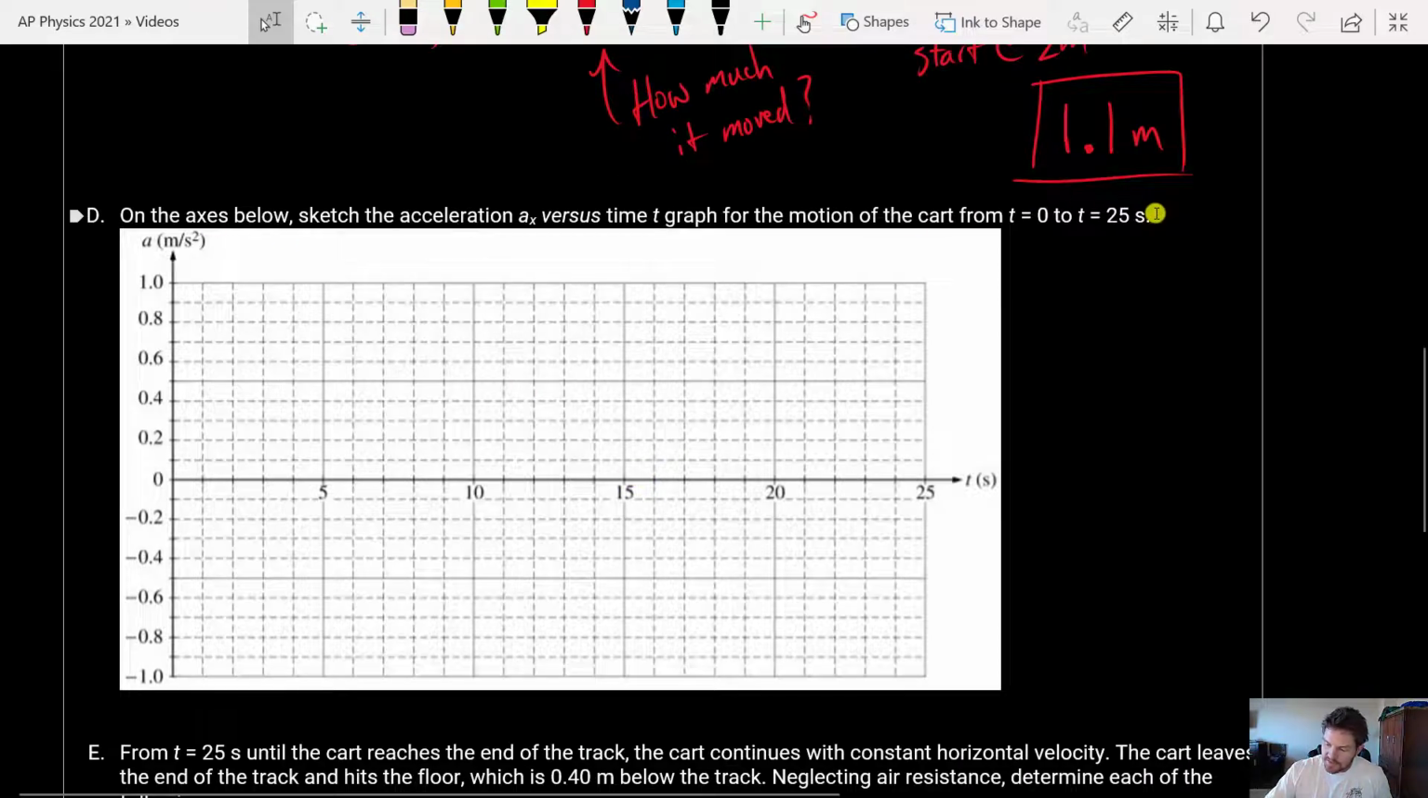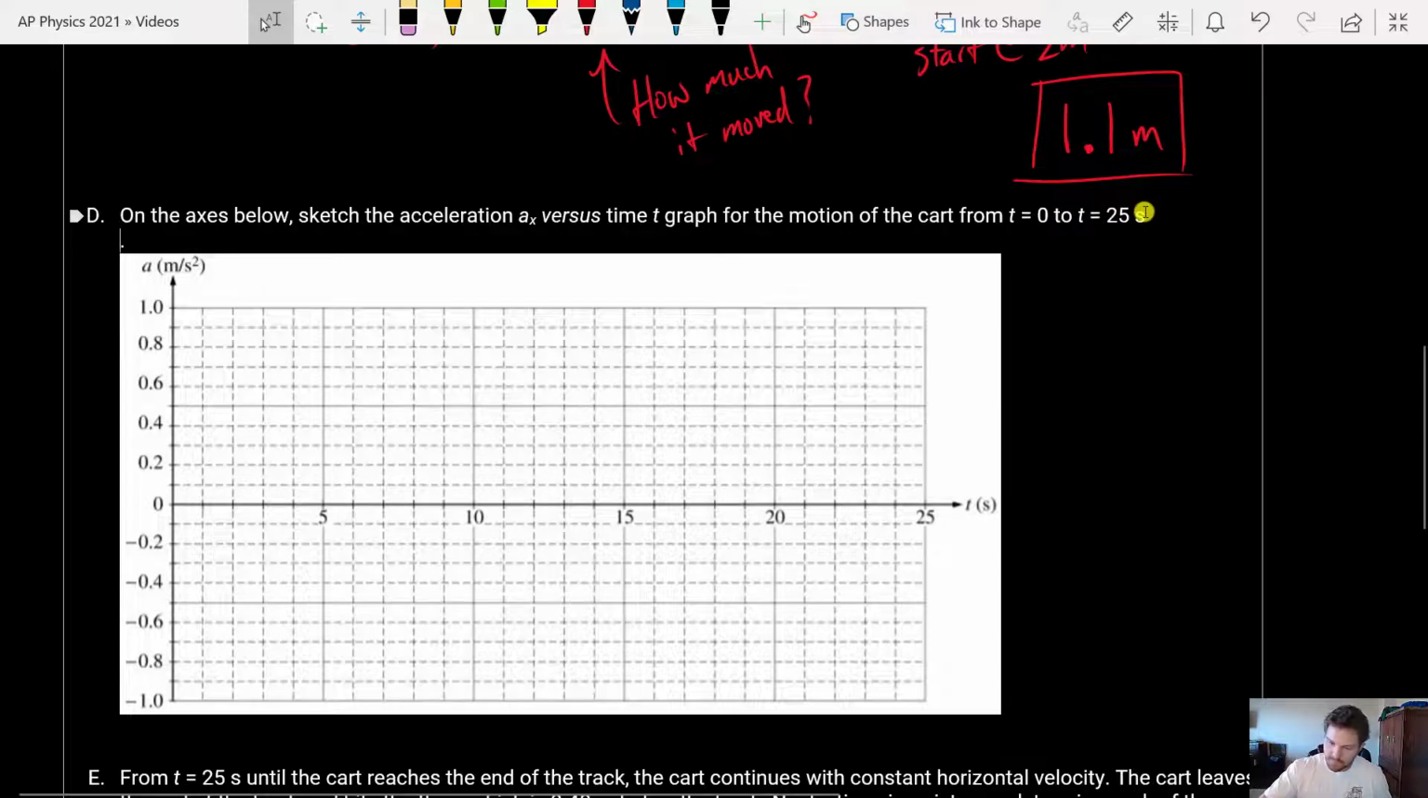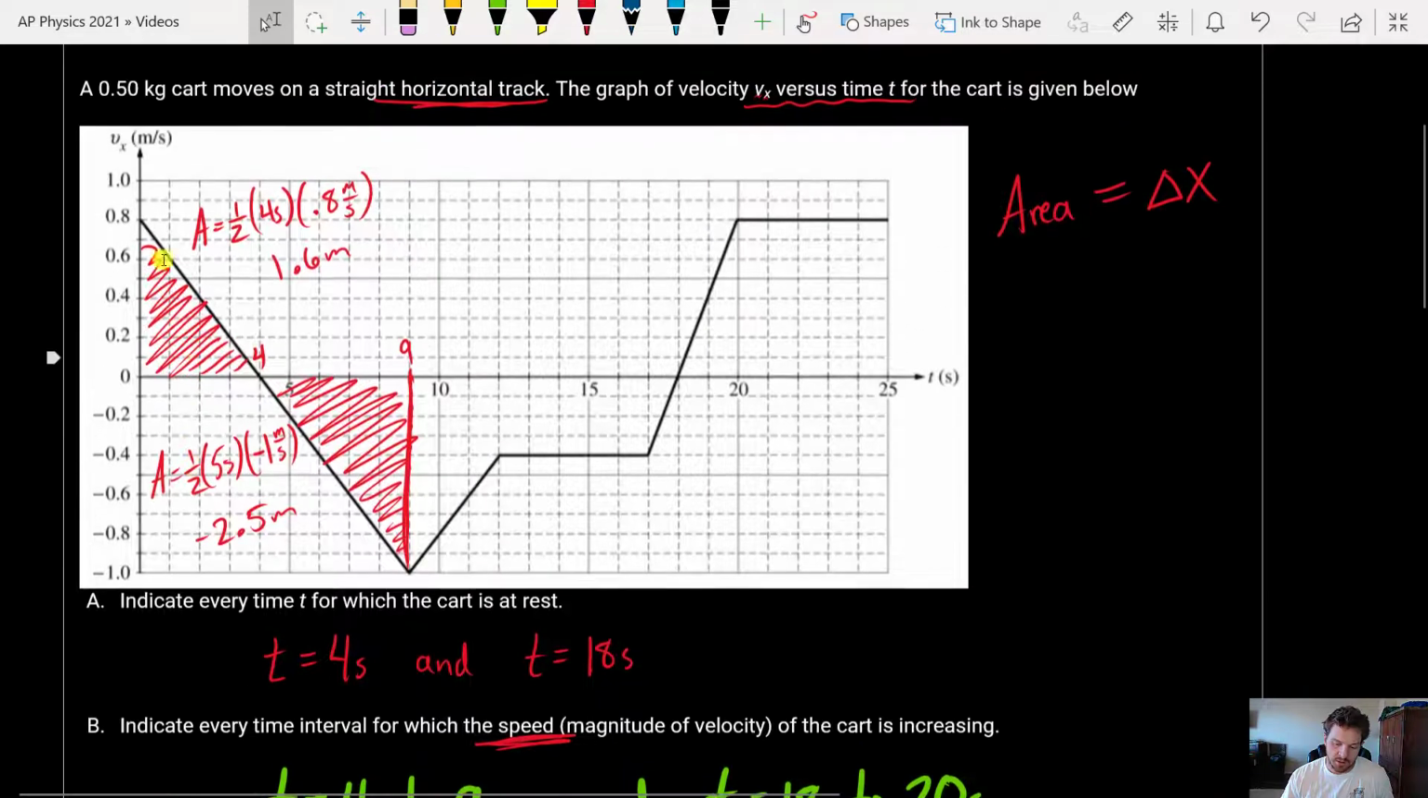For part D, we have, let me get this, I don't know why it's being weird. There we go. On the axes below, sketch the acceleration versus time graph for the cart. So remember, the acceleration is just going to come from the slope of each of these little line segments. So I need to find what is the slope.